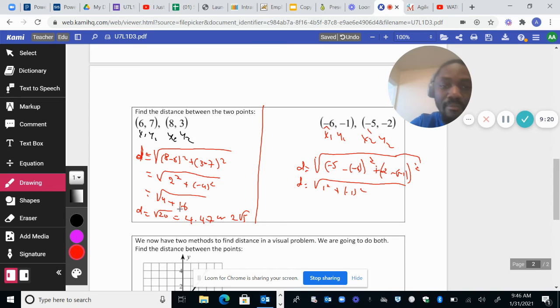So at the end of the day, 1 squared is 1, and the other side 1 squared is 1. So you have the square root of 2, and the square root of 2 is 1.41.